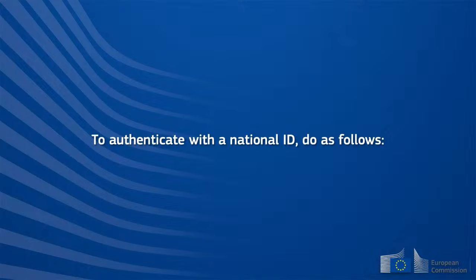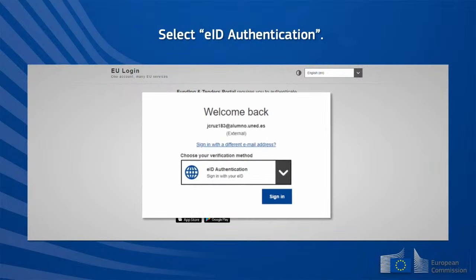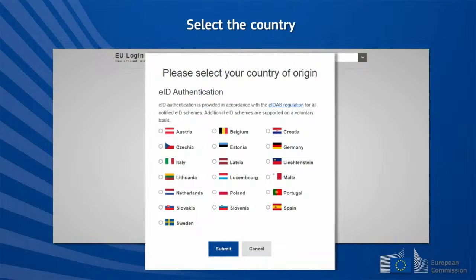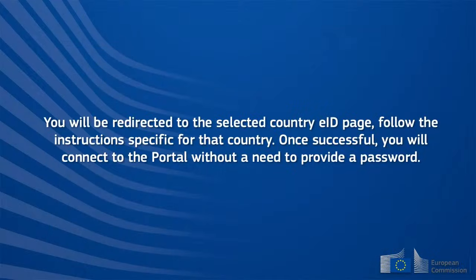To authenticate with a national ID, do as follows. Select eID Authentication. Select the country. You will be redirected to the selected country eID page. Follow the instructions specific for that country. Once successful, you will connect to the portal without a need to provide a password.